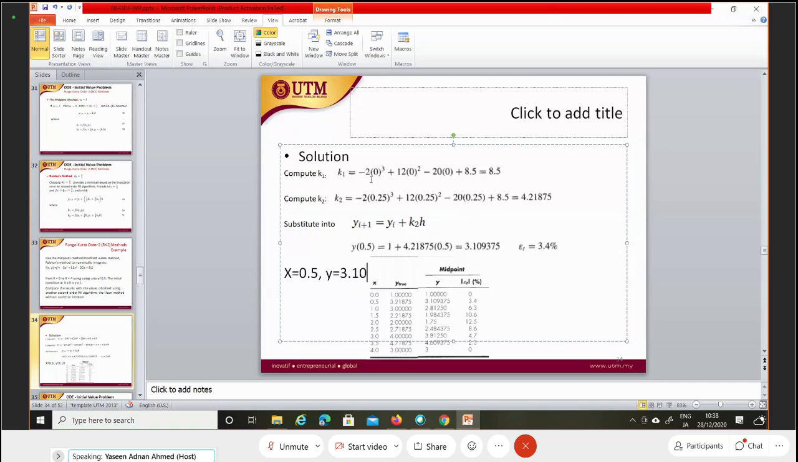So in that case, k1 should be minus 2.5 Q, because at this condition your x is 0.5. On the other hand, for k2, what is the value of x in this case? It is xi plus half h, which means 0.5 plus half of 0.5. So it means 0.75. Then you repeat the same thing.